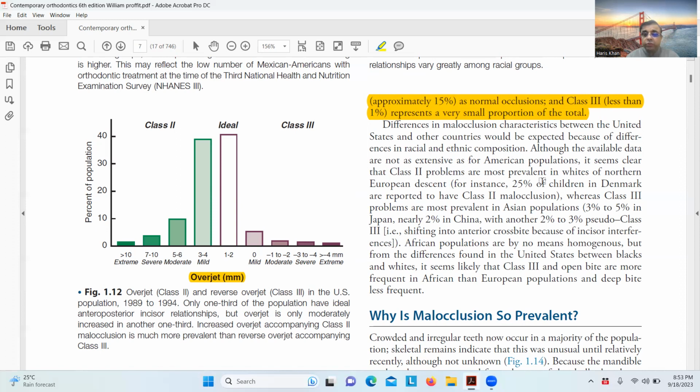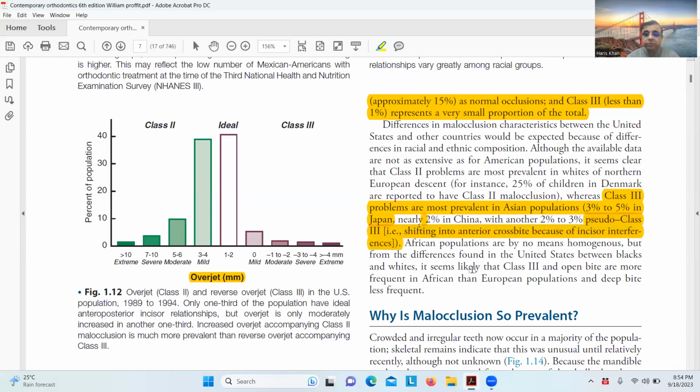Okay, European descent, 25% in Denmark, go to class 2 malocclusion, whereas class 3 is most prevalent in the Asian population, 3 to 5% in Japan, nearly 2%, and 2 to 3% pseudo class 3, shifting the entire class. So it is basically a pseudo class 3 definition here that is important.